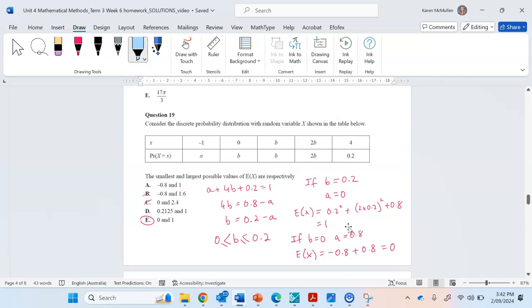So I want to explain how I attempted this question. In the assessor's report, I feel like they did it slightly differently to this, or maybe they did, I can't remember. But I thought I'll attempt it again. It's the first time I attempted it, I didn't get an answer. All right, so consider the discrete probability distribution with random variable x as shown below. The smallest and largest possible values of your mean are respectively.